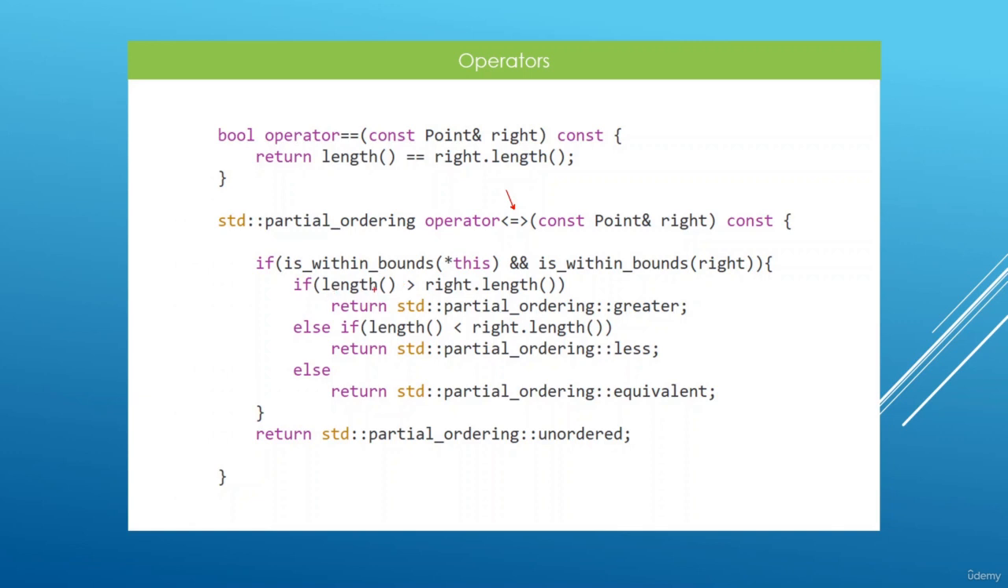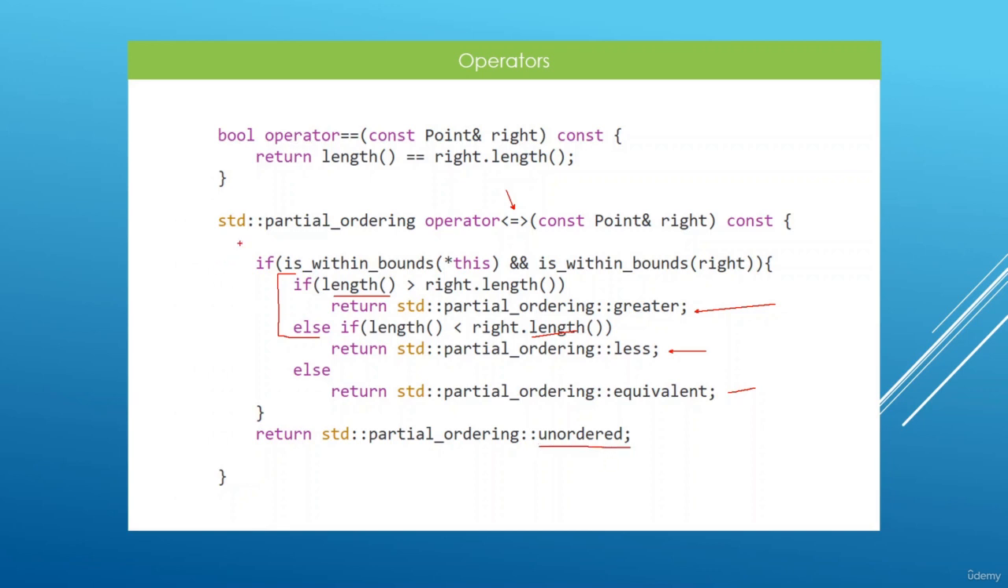So if the left operand is greater than the other one in terms of length, we're going to return std::partial_ordering::greater. If the left operand is less than what we have to the right in terms of length, we're going to return std::partial_ordering::less. And if neither of these is true, we're going to know that they are equivalent. If the points are not within our bounds, we're going to return unordered to mean that one of these points is not comparable to other points.